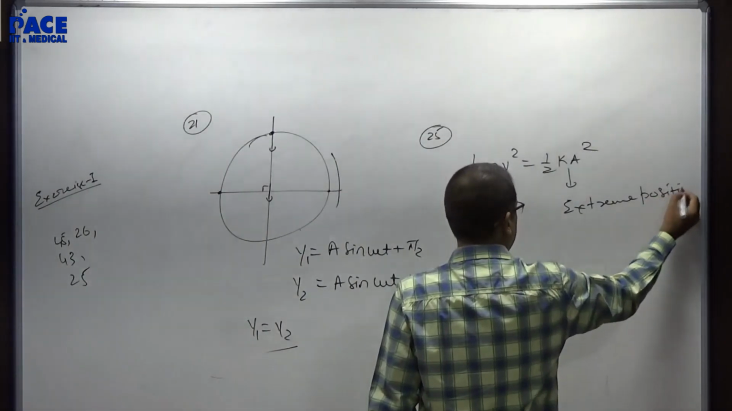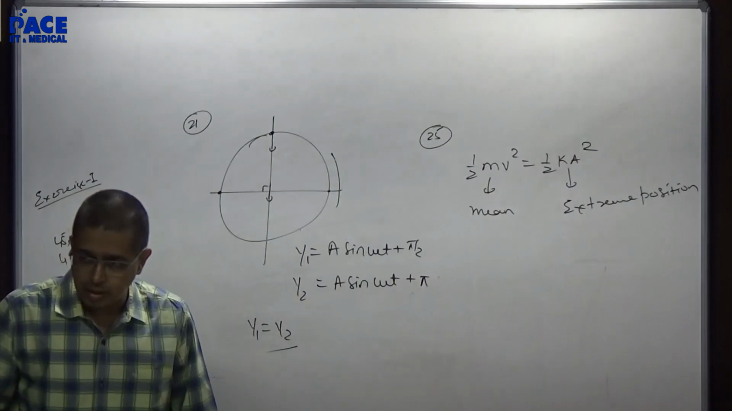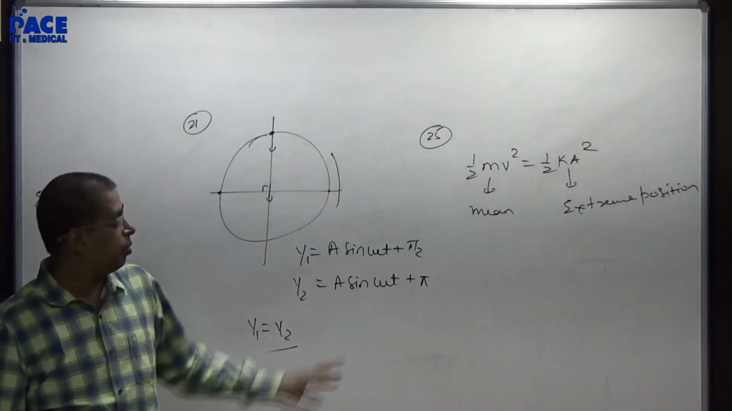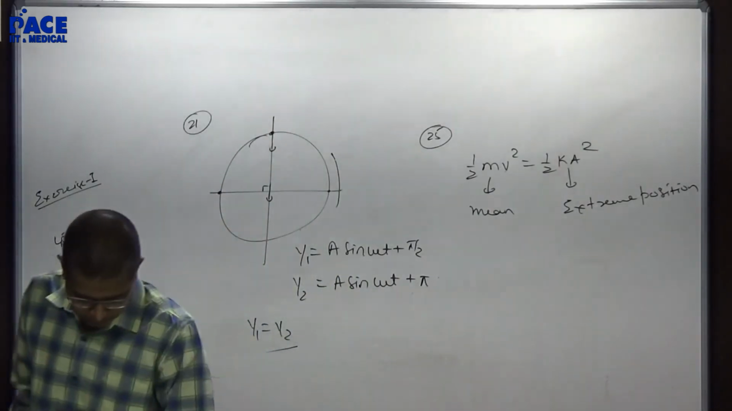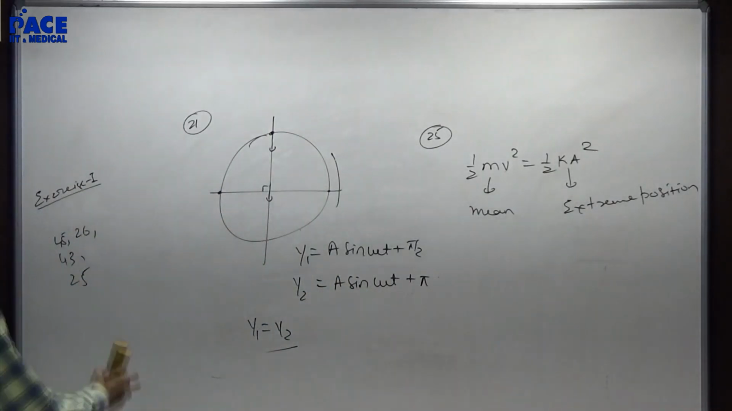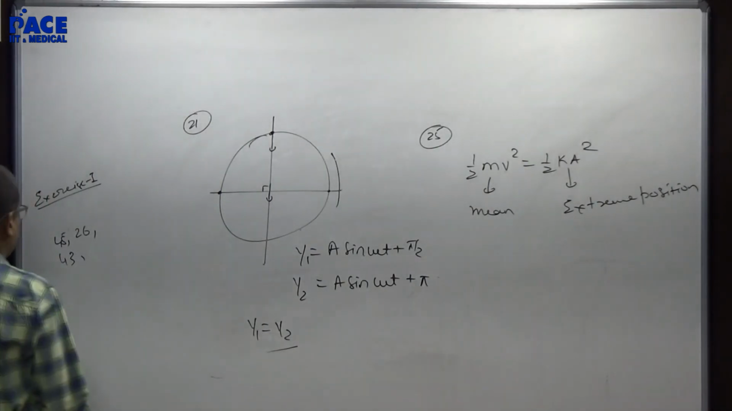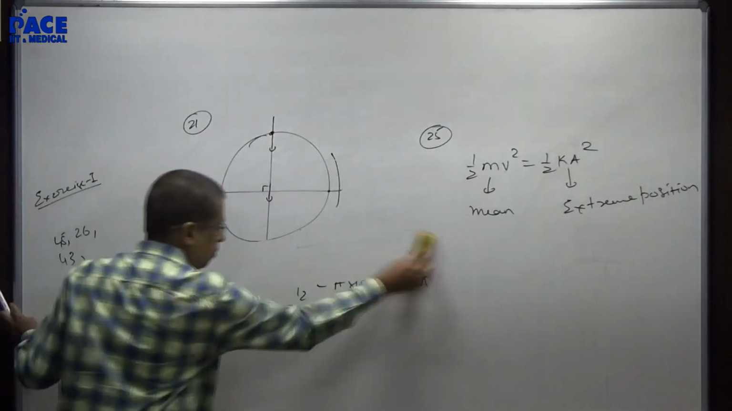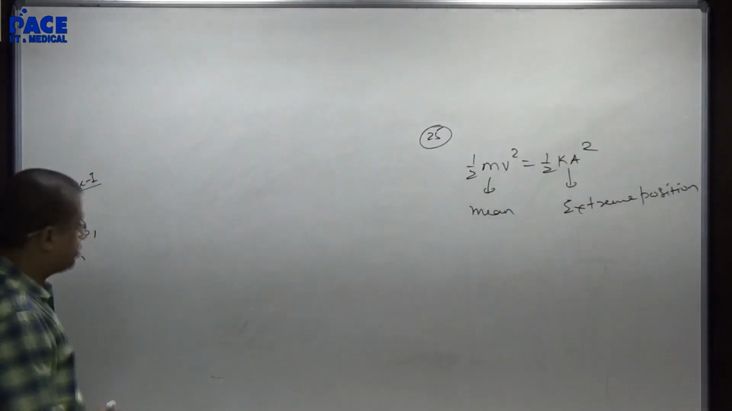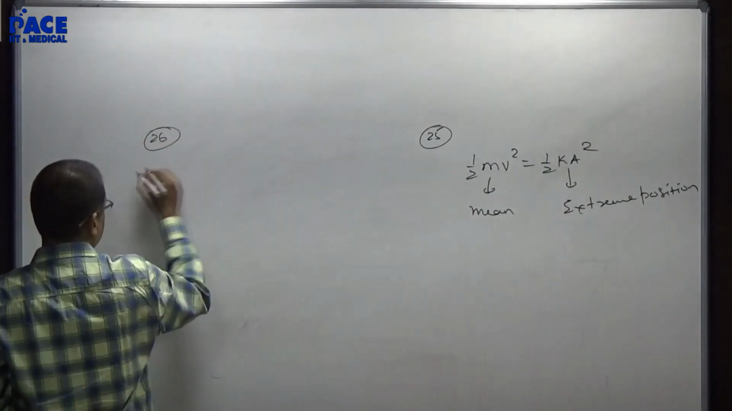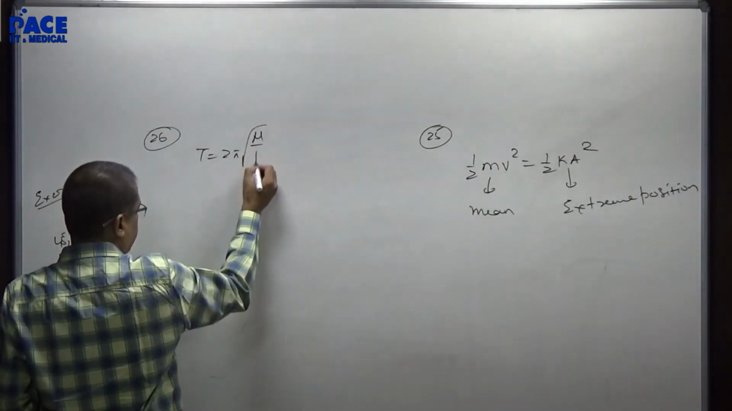Total energy should remain constant. Mean position, extreme position. Total energy should remain constant. Suppose I increase this by 2v, proportionally increase the amplitude. Time period is 2 pi under root mu by k.